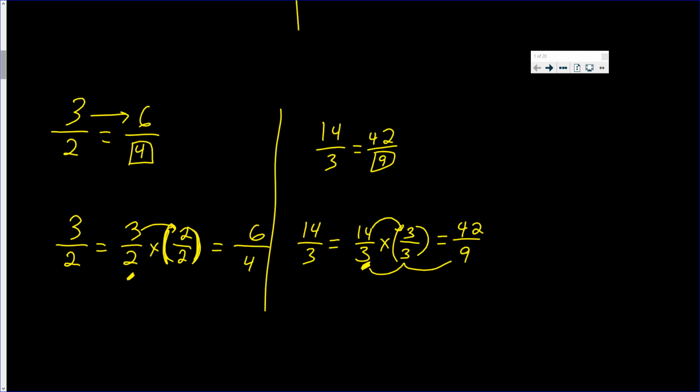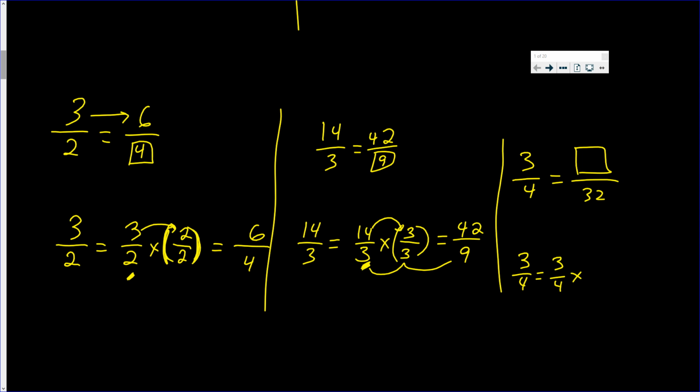42 divided by 9. If you have 3 over 4 and you want to know that's the same as what divided by 32, it's simple. You want to change the way 3 over 4 looks. That means you multiply by 1. Since we're multiplying a fraction and want to get a fraction, maybe you should multiply by a fraction. But that fraction has to be 1.